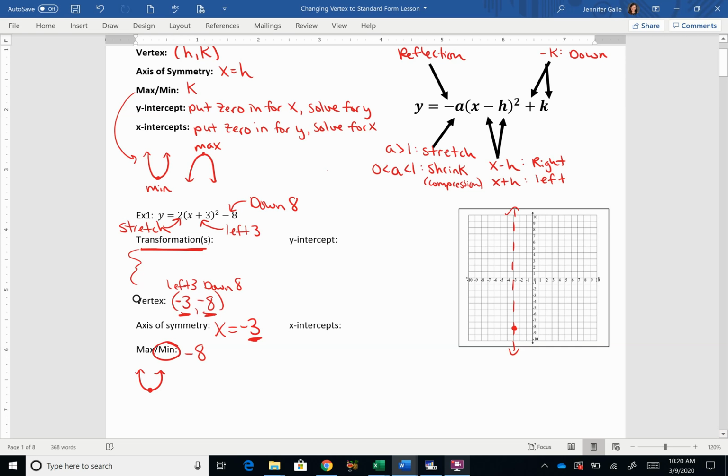So if there's no reflection, our graph opens up. It looks like a U. We're going to have a minimum value. We're going to have a really low point. So all this information we can get just from our equation. Now the y-intercept and x-intercepts, those take a little more work.